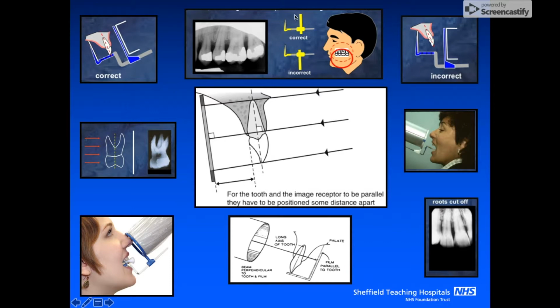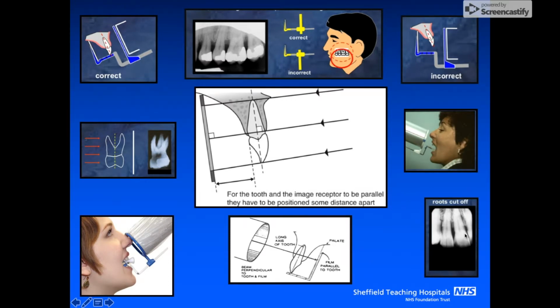So it's important you position the ring and the receptor in the correct place so you have the entire tooth captured. If we look here, the patient's not actually biting down. So you need to make sure the patient's biting down on the holder. This way we can achieve the full length of the tooth and there's no cut off of the roots. This X-ray here represents that. So the patient wasn't biting down correctly.